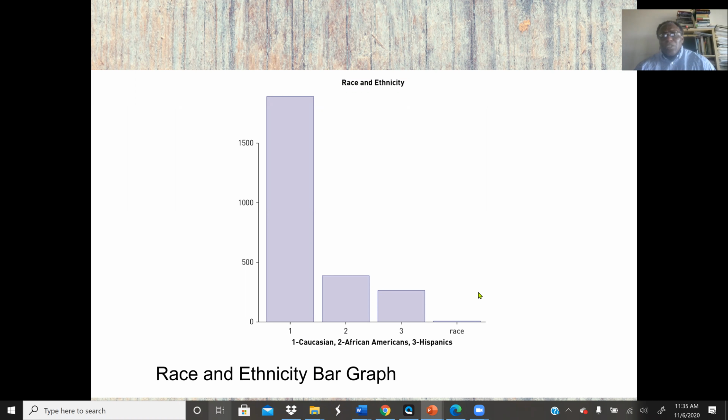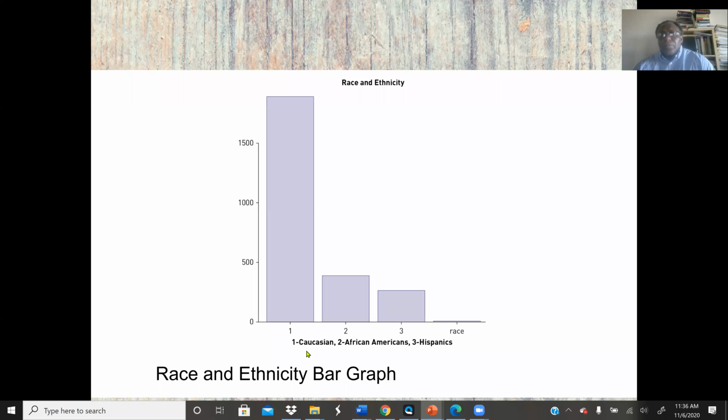Let's say we are doing some studies about race and ethnicity. When we collect our data, we find out that the longest bar is the number of Caucasians we have. So we have over 1,500 Caucasians. The second is African American. We have somewhere around 400 African Americans. And then the third is Hispanics. So Hispanics is around 300.